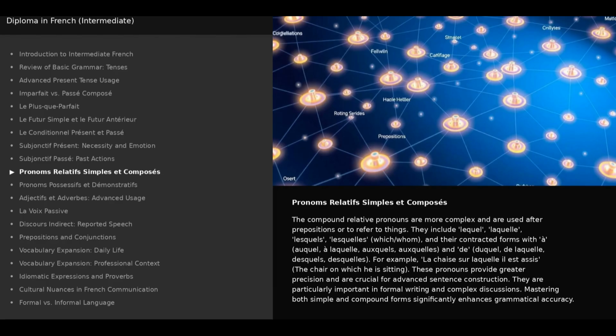These pronouns provide greater precision and are crucial for advanced sentence construction. They are particularly important in formal writing and complex discussions. Mastering both simple and compound forms significantly enhances grammatical accuracy.